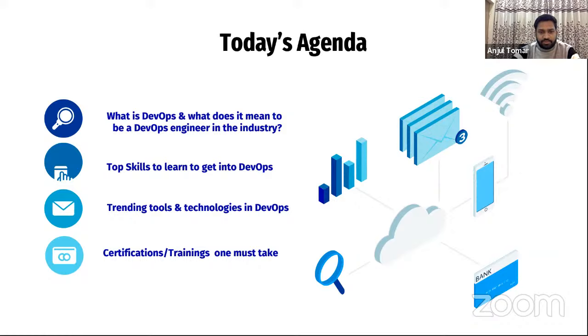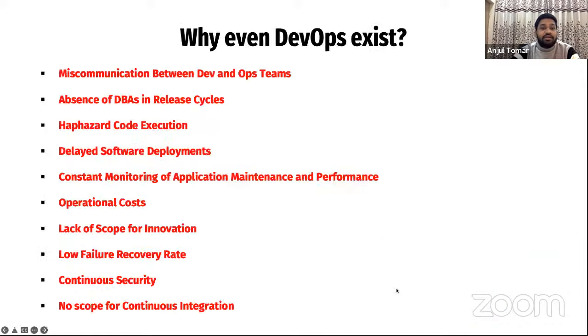So the flagship question: why do we need DevOps? If you quickly look at the current problems with organizations, why did DevOps originate? It originated to sort out the following issues: miscommunication between developer and operations teams, absence of DBs in the release, haphazard code execution, and many more. You can just read on the screen.